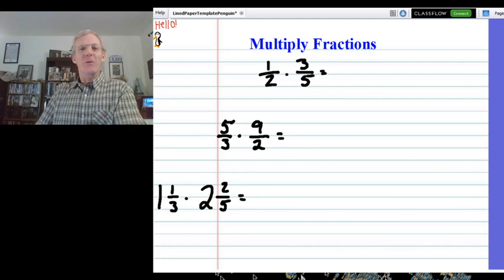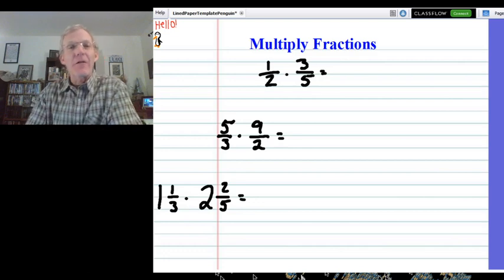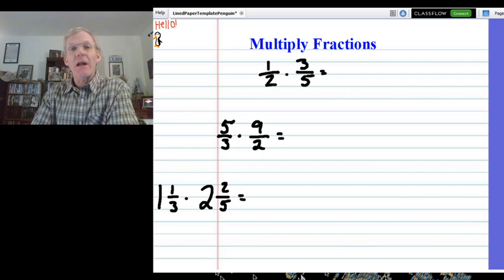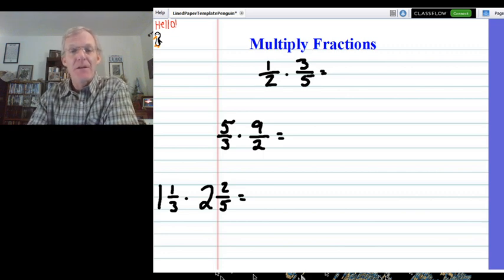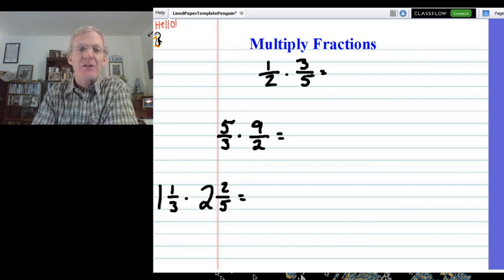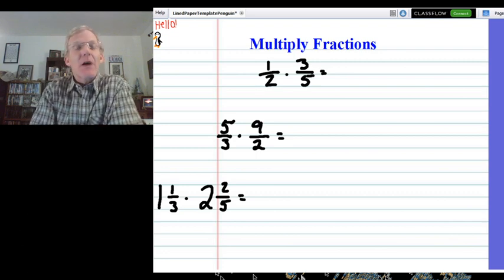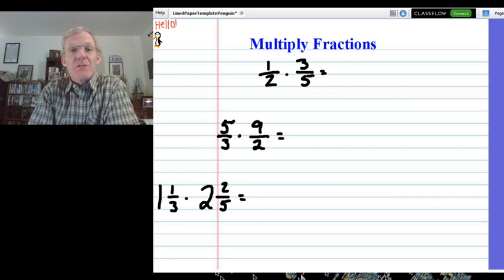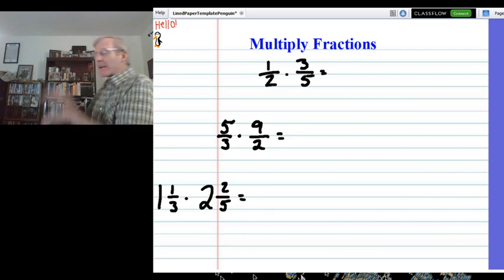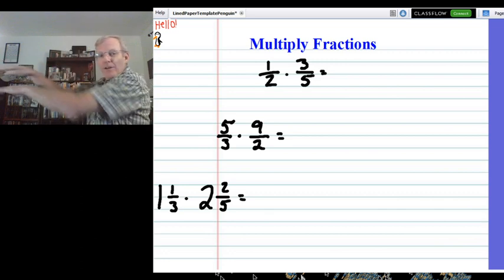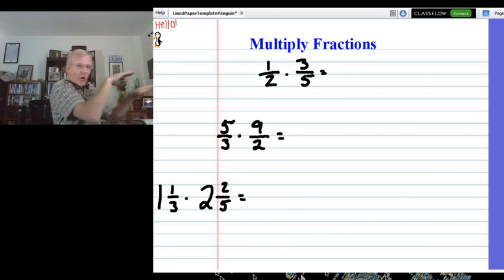Hello! Okay, what we're going to do today is a little fraction review, and we're going to start out with multiplying of fractions. So we've got this first fraction here, 1/2 times 3/5. And one of the things I always say about multiplying fractions, we really like it because it's very straightforward. You're just going straight across.